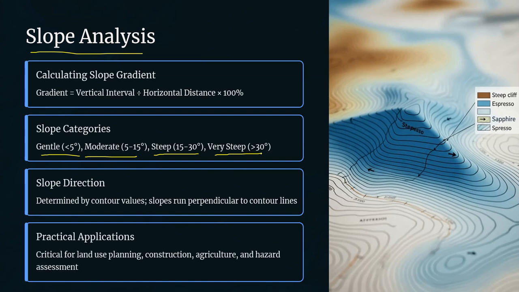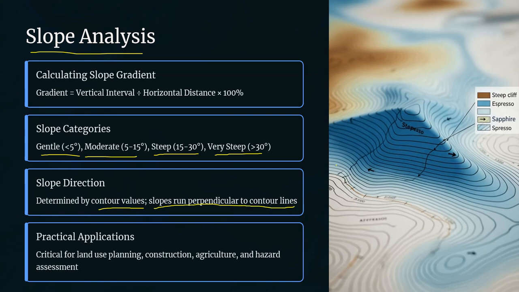So why is it important? When you construct some building or road, slope is important, otherwise water will stagnate over there, no? And the road also can break. And the slope direction also you can analyze from contour. Then slope runs perpendicular to the contour line.